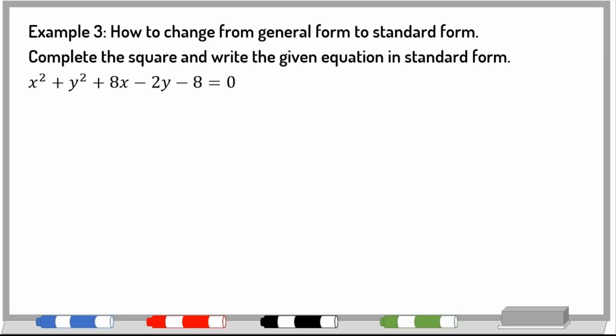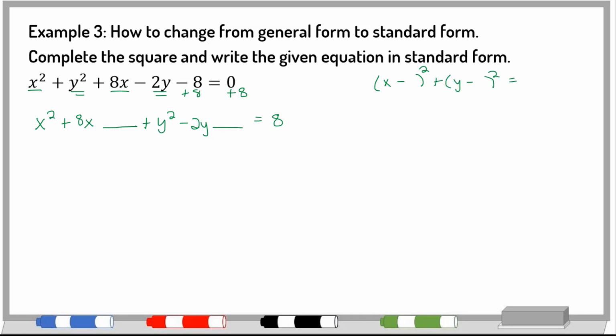And so what we need to do is separate out what we've got. We're going to put our x's together, so x squared plus 8x, and then I'm going to put a blank here. That's one of the places I'm going to complete the square. And I'm going to do my y's together, so y squared minus 2y, and then I'm going to put a blank. I'm going to go ahead and move this negative 8 over to the other side. So essentially what we're trying to do is algebraically rearrange this so that it looks like x either plus or minus something and y either plus or minus something equals something.